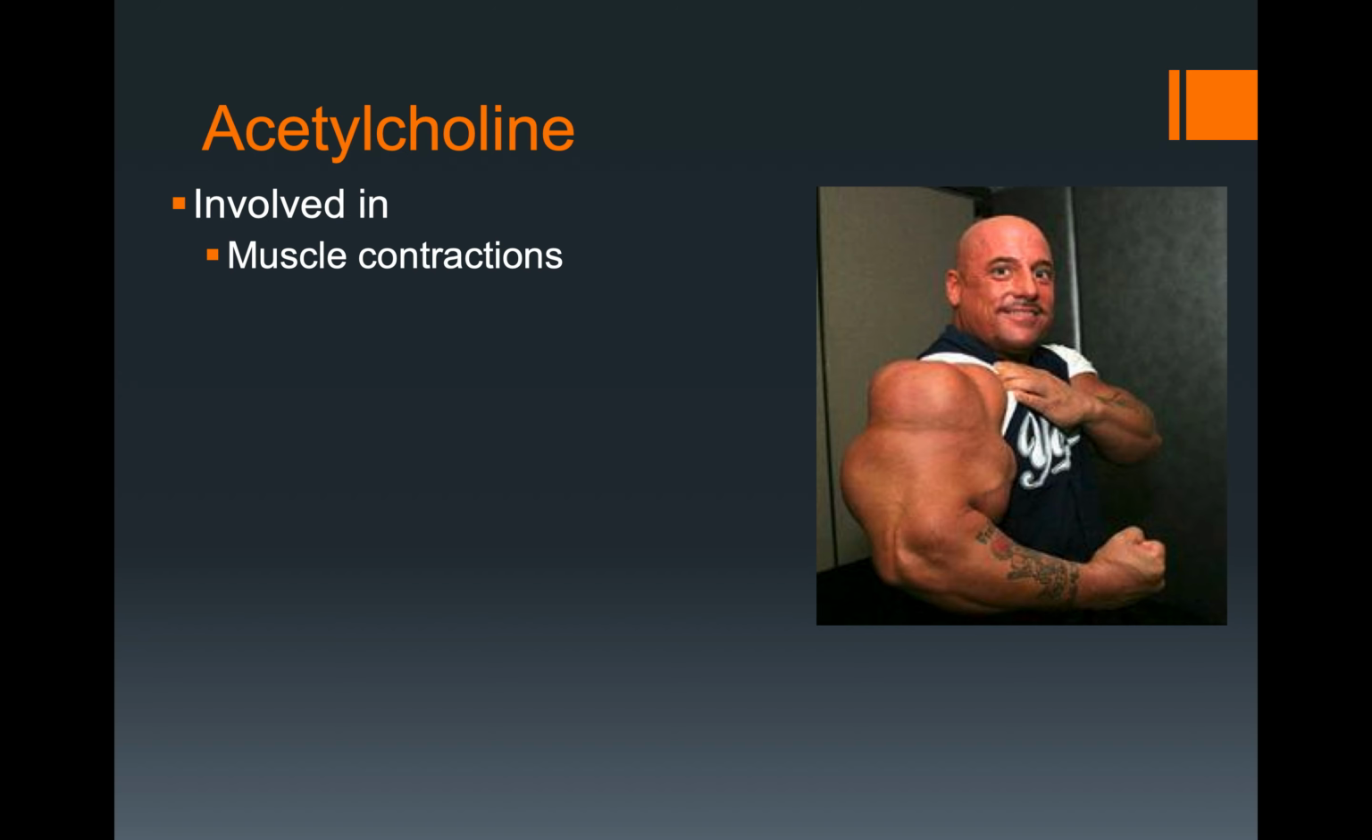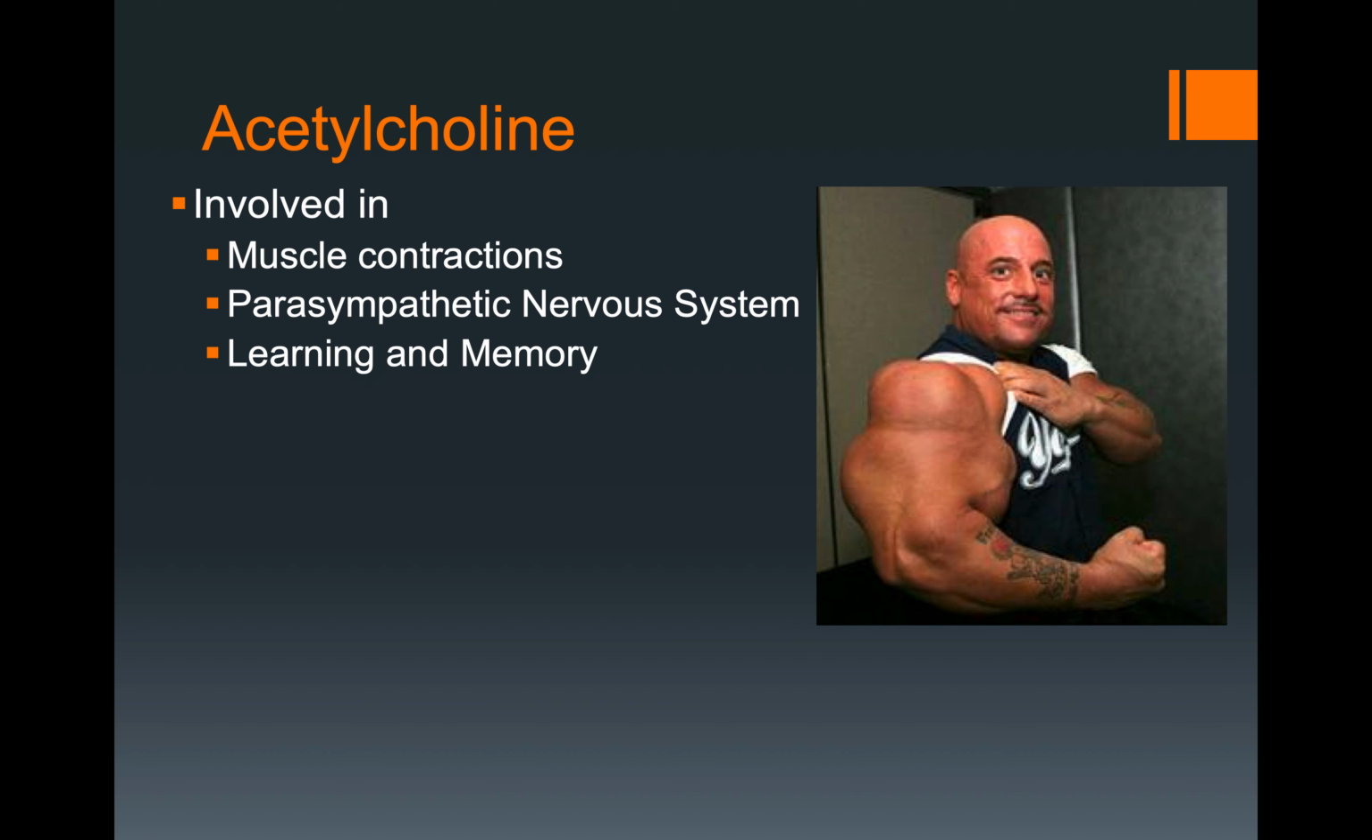Acetylcholine is involved in muscle contractions, which is why we've got this guy with this huge bicep. Also the parasympathetic nervous system, as we said before, as well as learning and memory. We see that in Alzheimer's, actually, people seem to have lost a lot of acetylcholine neurons in certain areas of the brain. It can also be involved in the sleep-wake cycle.